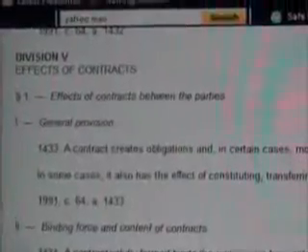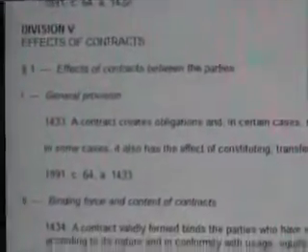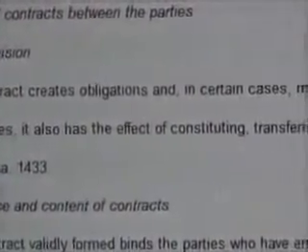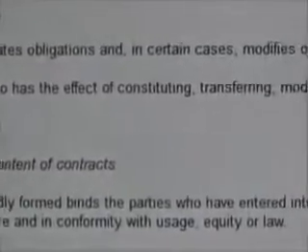Civil Code of Quebec, Division 5, Effects of a Contract. Effects of contracts between parties. Article 1433. A contract creates obligations and, in certain cases, modifies or extinguishes them. In some cases, it also has the effect of constituting, transferring, modifying, or extinguishing real rights.